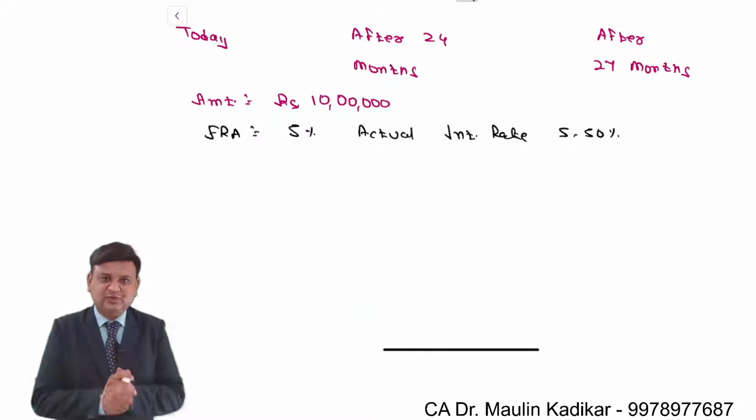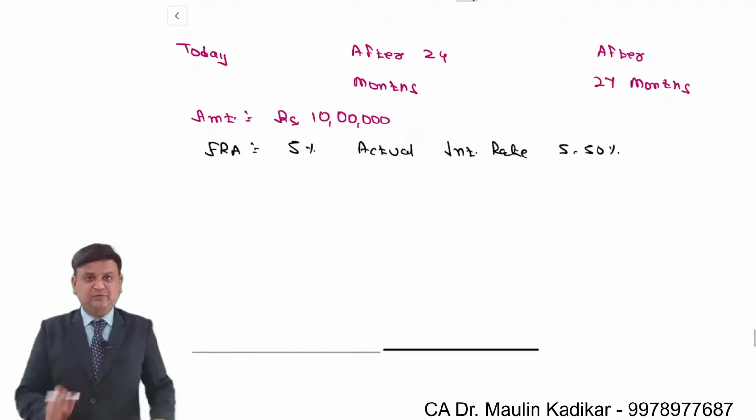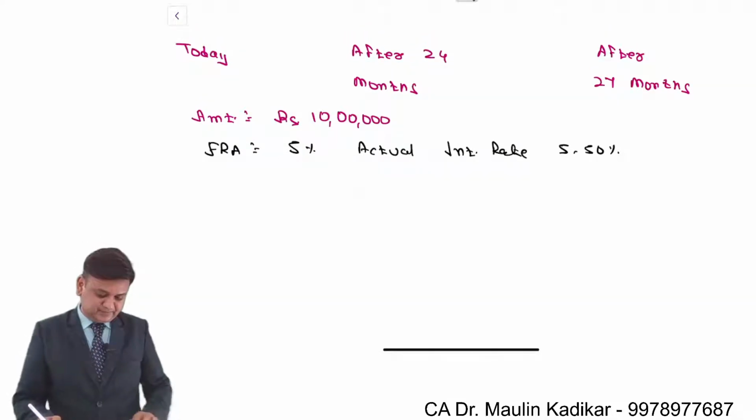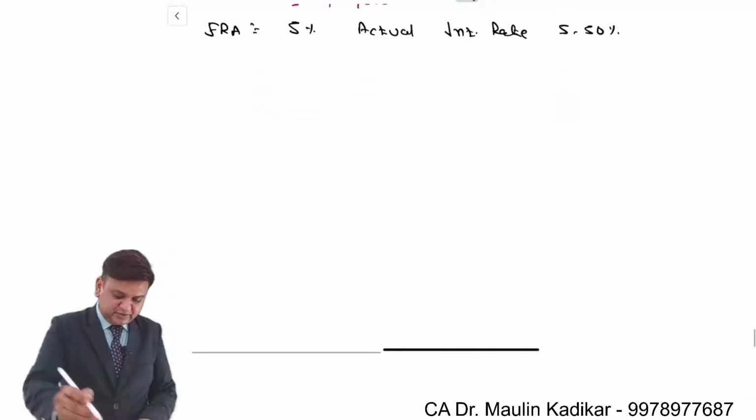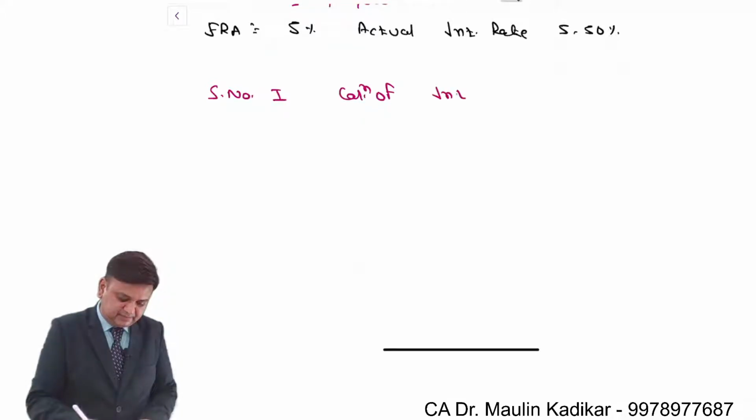So friends, over here first of all we understand a new technical term, 24 into 27. So be careful for understanding this. As usual, we will go with simple steps. Step number 1, calculation of interest income at the rate of the forward rate agreement.